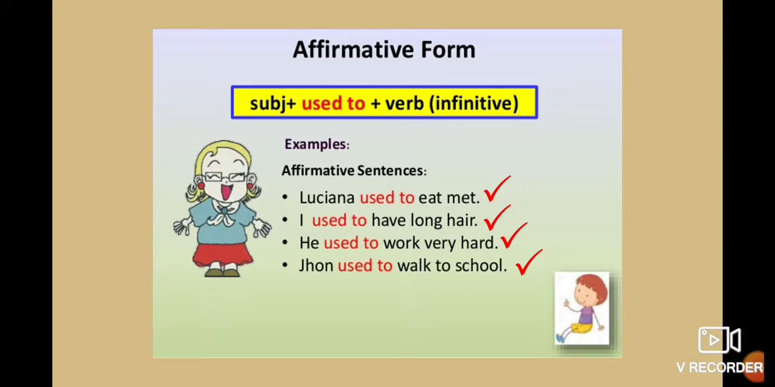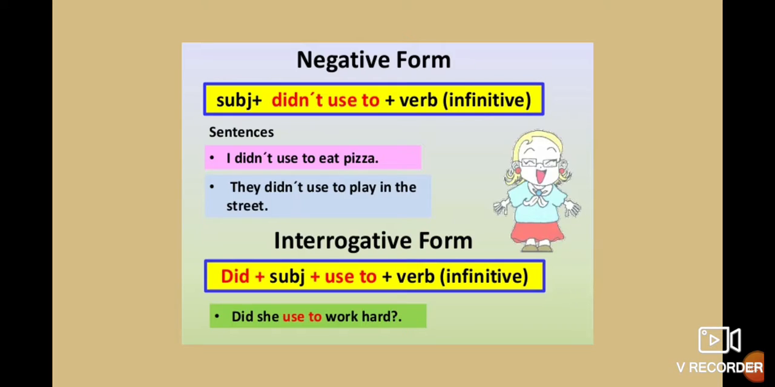Okay, so we can read the sentences in that form. Luciana used to eat meat. I used to have long hair. He used to work very hard. John used to walk to school. Okay, that means all of these are actions in past.